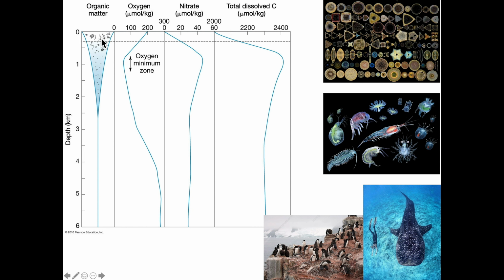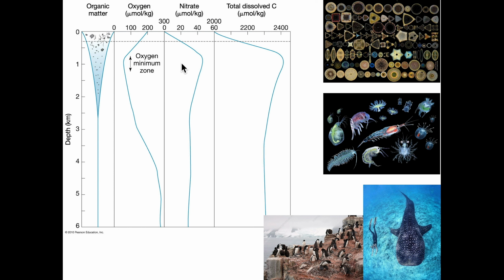And what isn't consumed as it's sinking is decaying. As it's decaying, it's using up oxygen. So we start out with 200 micromoles of oxygen per kilogram in surface water. That oxygen is going to decrease as we go down about 1 kilometer until we reach the oxygen minimum zone, where there's relatively little oxygen. That means there's a decreased decay rate in this oxygen minimum zone.